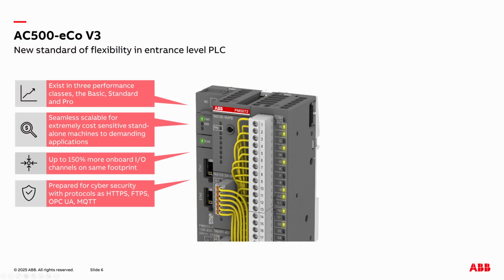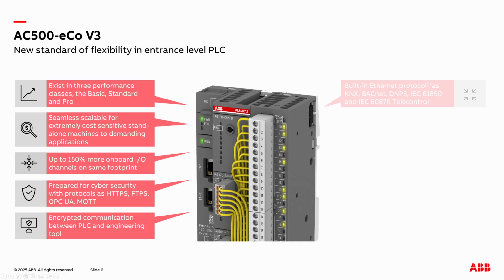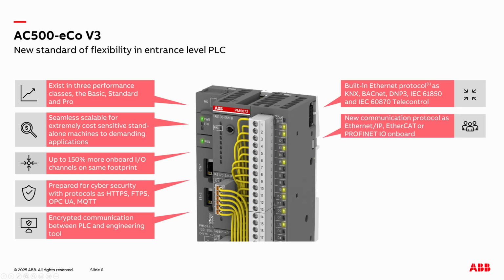It has all the needed state-of-the-art communications also up from OPC UA, MQTT to the cloud, HTTPS, FTPS, and so on. Encrypted communication and supported by Automation Builder, of course. We also have all kinds of building automation protocols or substation automation protocols, part of it, and also the Ethernet-based communication protocols for real-time control like Ethernet IP, EtherCAT, and recently also Profinet IO on board, which was launched last year. So we have Profinet IO device and IO controller as part of eCo CPUs.